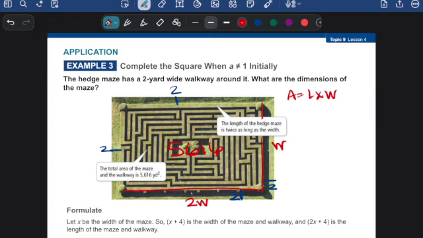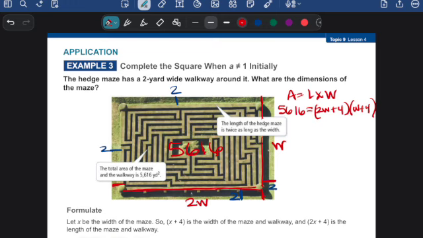So we've done this before when we were looking at our picture frames and the picture inside the frame. So our area, 5616 equals, now what's the length? The length is 2W plus this 2 and this 2. So we have 2W plus 4 is my total length. And my total width is going to be W plus this 2 and another 2. So my width would be W plus 4.